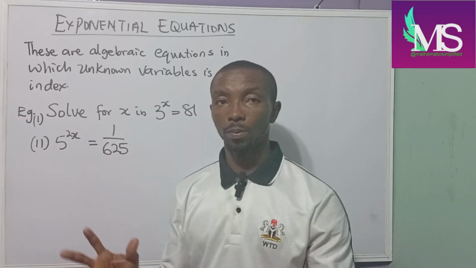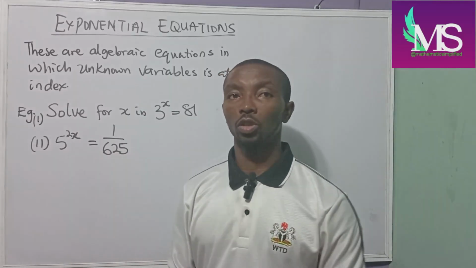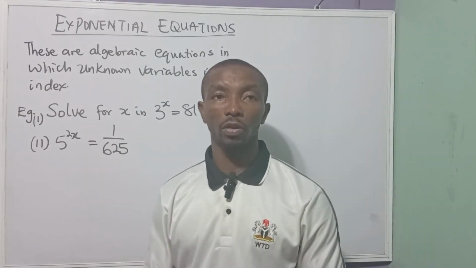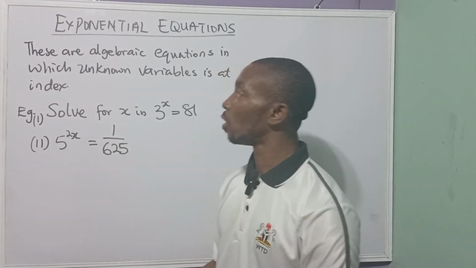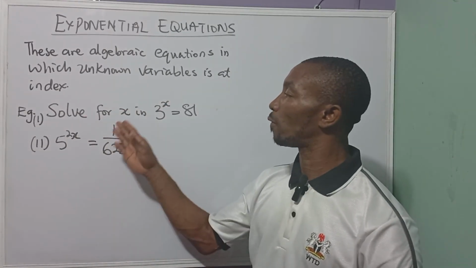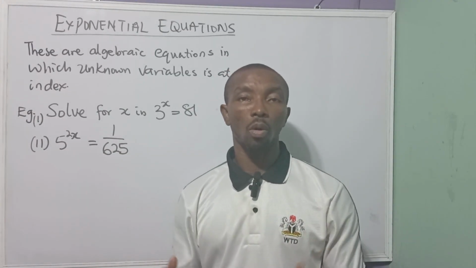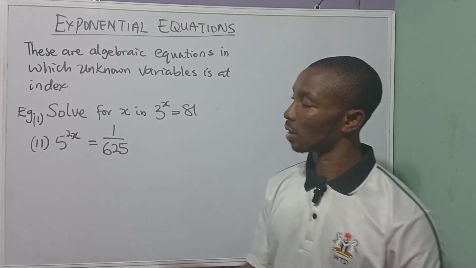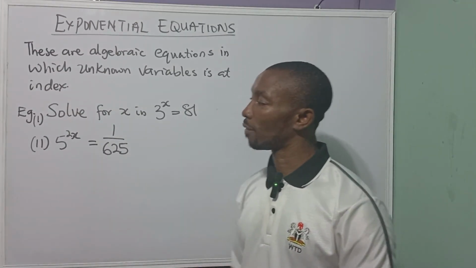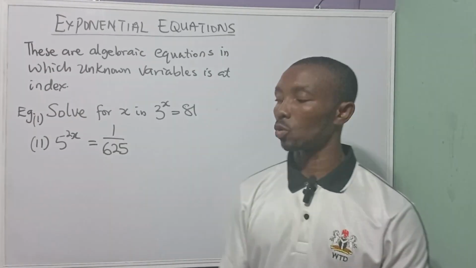We've done the first part of our class on the laws of indices. Do well to check the full detailed video from our playlist. Now, moving on to exponential equations. The first example says solve for x in 3 raised to x equals 81. And our second example is 5 raised to 2x equals 1 over 625.